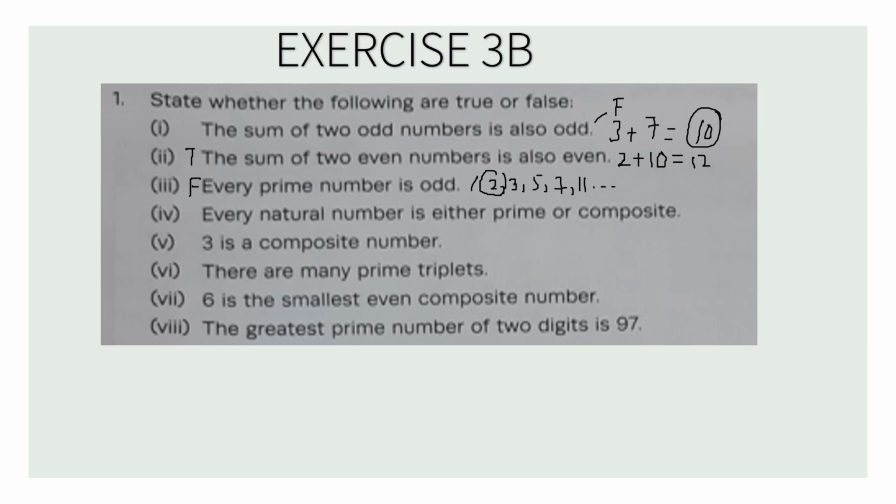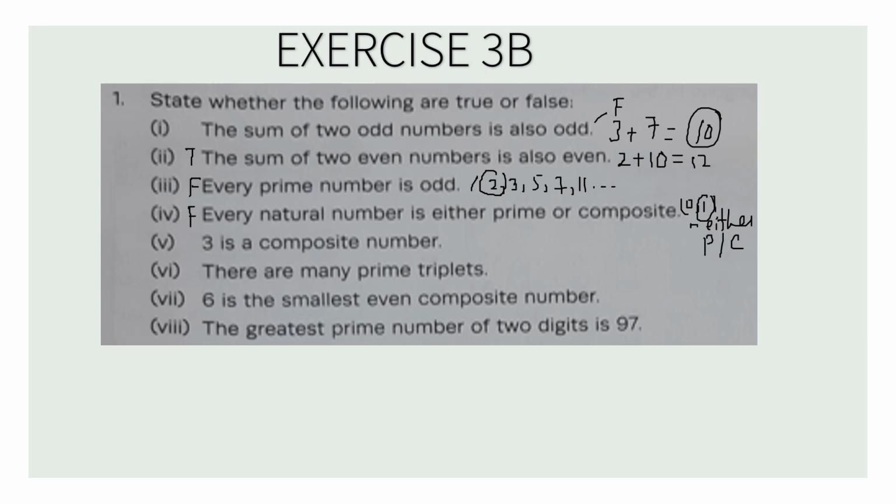Now moving to the next one, every natural number is either prime or composite. Remember that 0 and 1 are those numbers that are neither prime nor composite. So we can't say every natural number is either prime or composite because 0 is not a natural number, but I'm talking about 1. 1 is a natural number, but 1 is neither prime nor composite. So this statement is false.